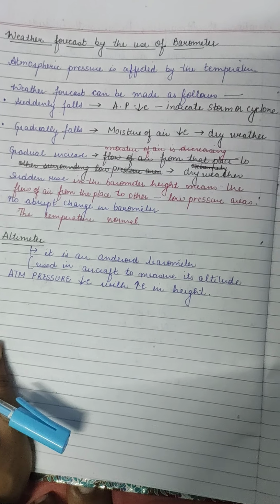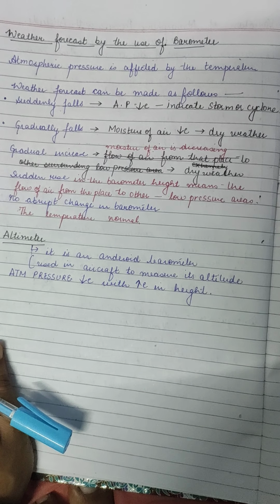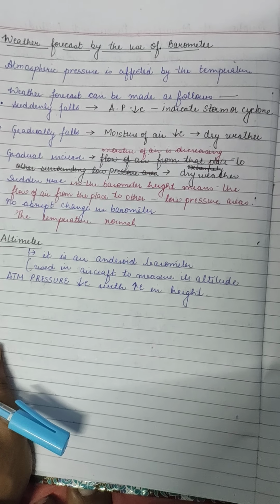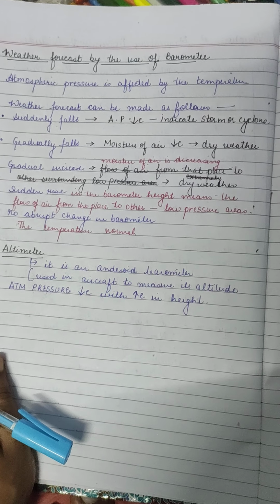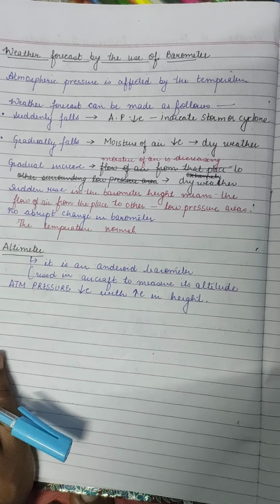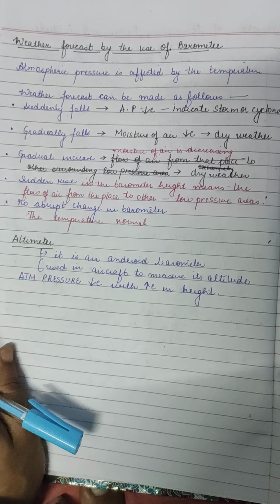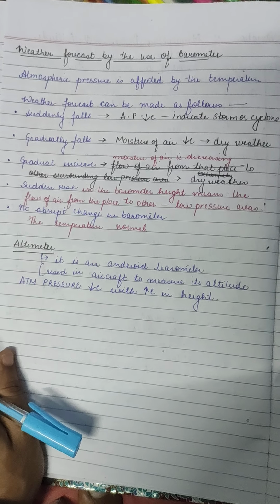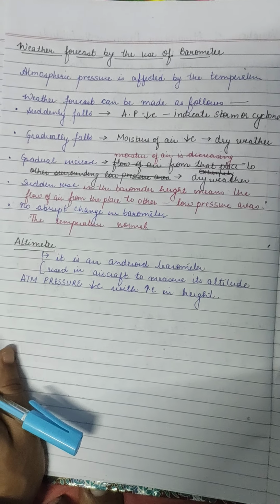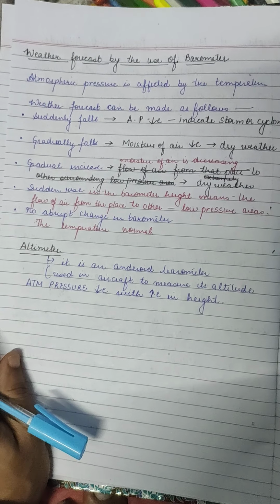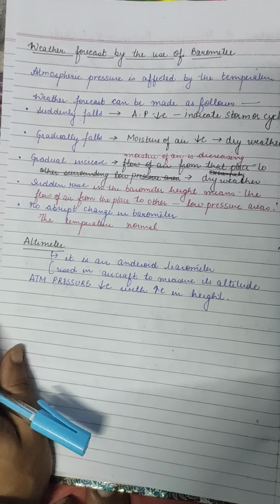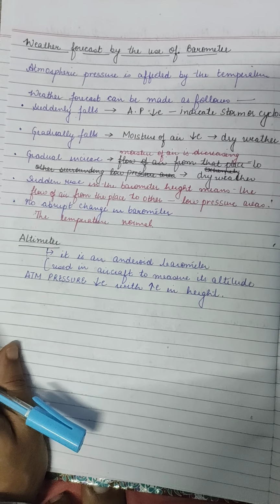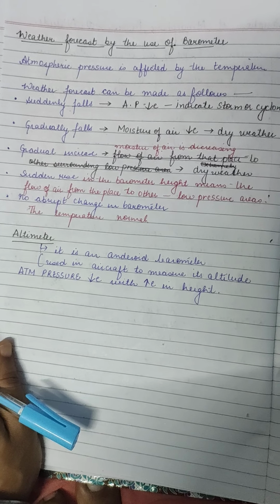Now we are going to discuss five things: a sudden fall in the height, gradual fall, gradual increase, sudden rise, and no abrupt change. First of all, I am going to start with no abrupt change. It is the simplest one. No abrupt change in the barometer height indicates that the atmospheric pressure is normal and the weather will remain unchanged.